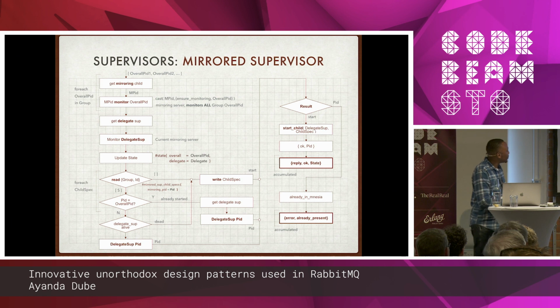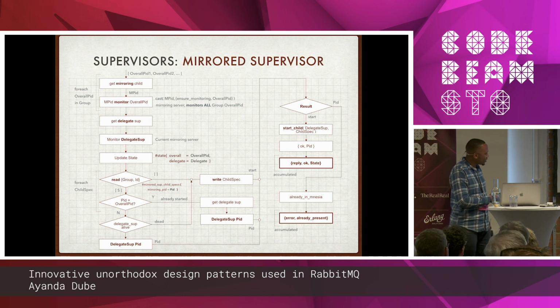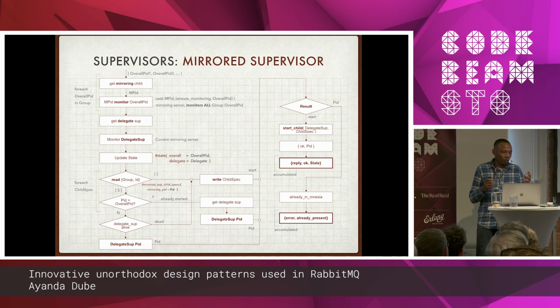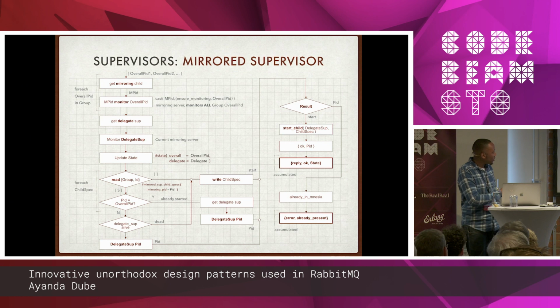And then after that, all the mirroring PIDs across the group. Because imagine if a process group was created and a process group already existed, the PG2 module doesn't fail, it will just mark it as okay. And if other overall PIDs were available, all the mirroring PIDs will be extracted and monitored.